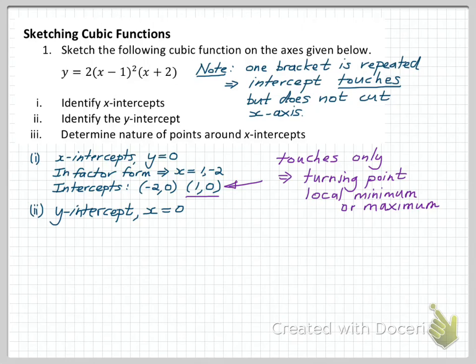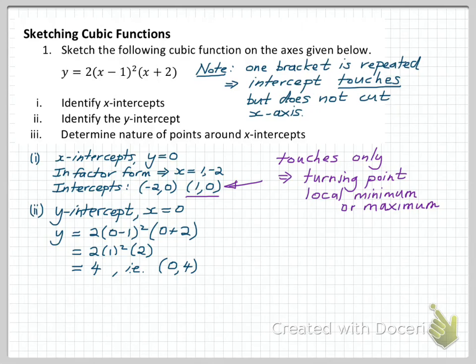Step 2, identify the y-intercept, which is when x equals 0. So we substitute in x equals 0, and we get a value of 4. So the point is 0, 4. The third thing we need to do is determine the nature of points around the x-intercepts. So to do this, I would normally start sketching the points we already know. So there's the x-intercepts and the y-intercept.